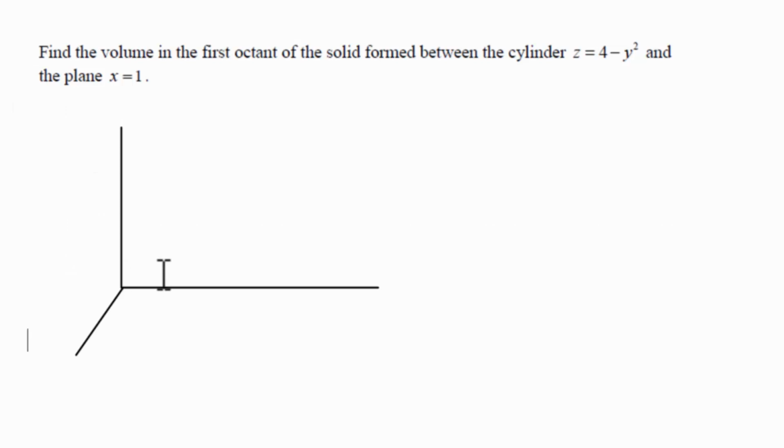Okay, so z equals 4 minus y squared. What kind of curve is that? If this is the y-axis and this is the z-axis and this is x, what kind of generating curve does z equals 4 minus y squared have? It's a parabola. So this is a parabolic cylinder. Let's draw the generating curve. So z equals 4 minus y squared, where y is taking over the role of x, and z is taking over the role of y.